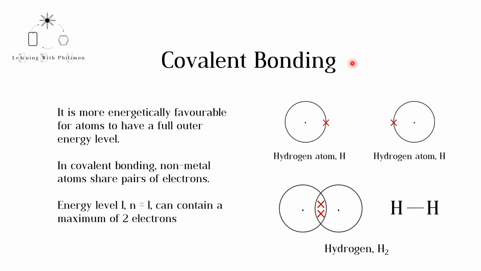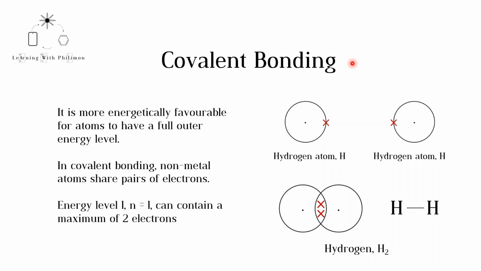In this video, we will be looking at covalent bonding. In the previous video, we saw that atoms can bond together to form molecules and compounds. In this video, we will explore why atoms bond and how they do so, taking into account their electronic structure.